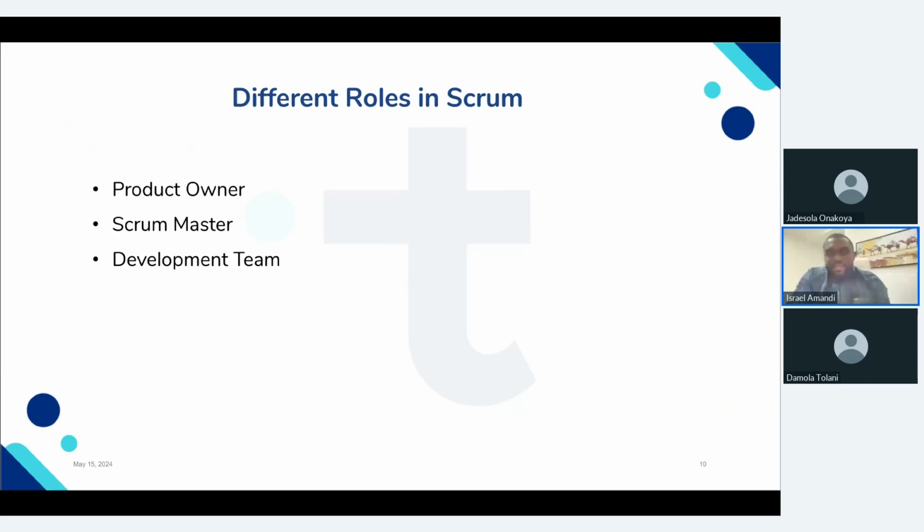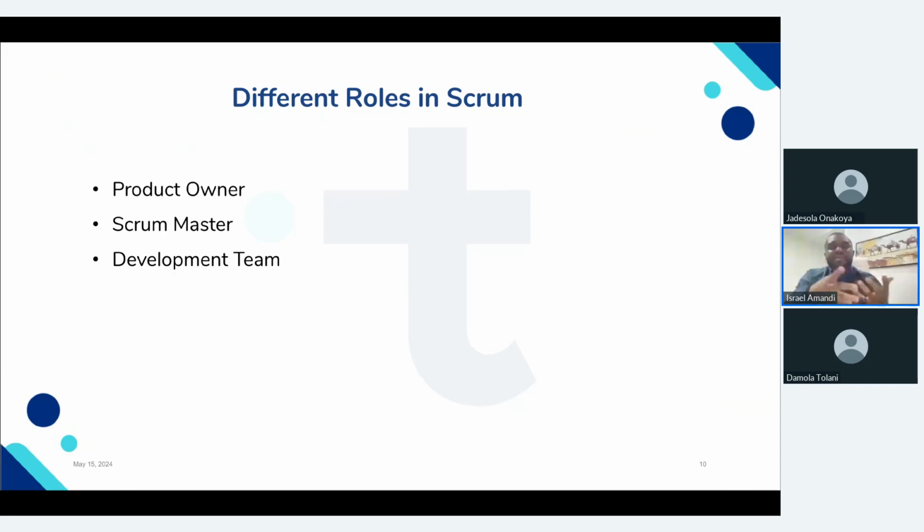Now, the different roles in Scrum: product owner, Scrum master, development. This has gotten broad, right? And the first two are very common. Everybody understands that the product owner is the king of the jungle, right? He owns the product, he manages the product, he understands what needs to be done on that product. And that is not to say that he has to be a jack of all trades, okay?